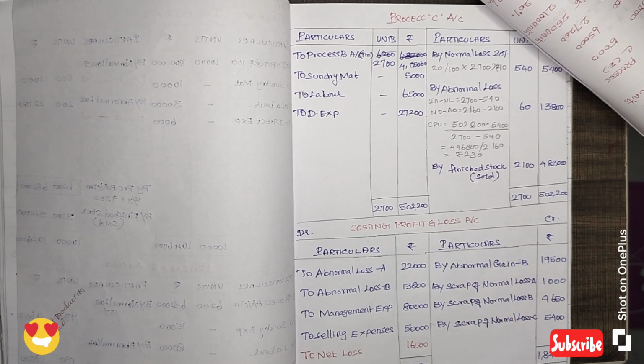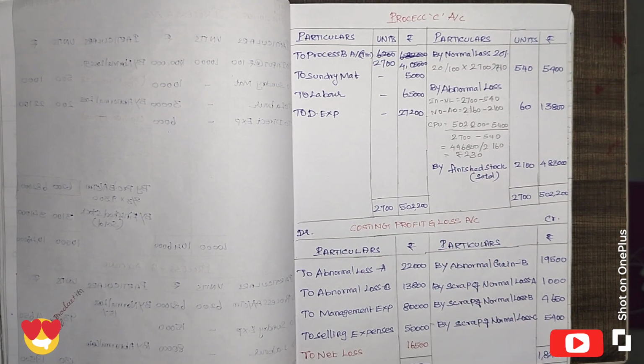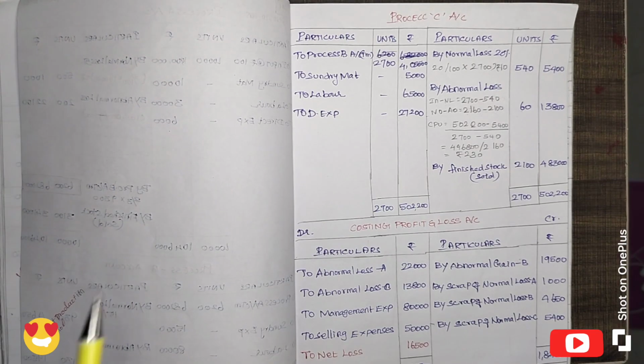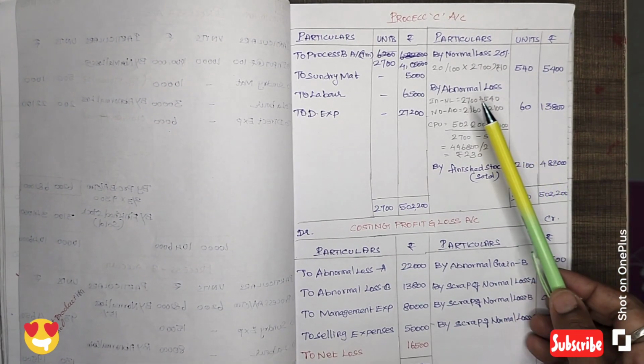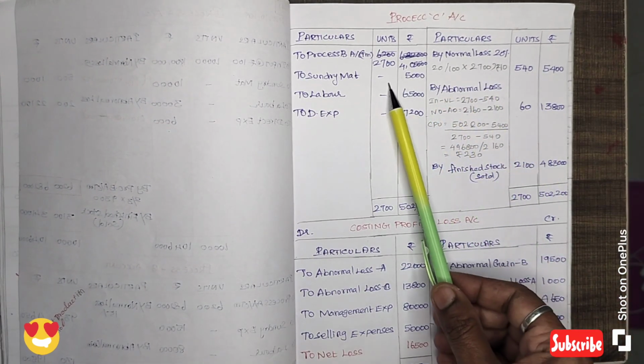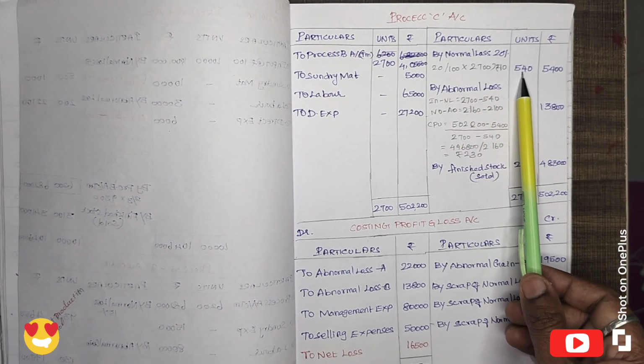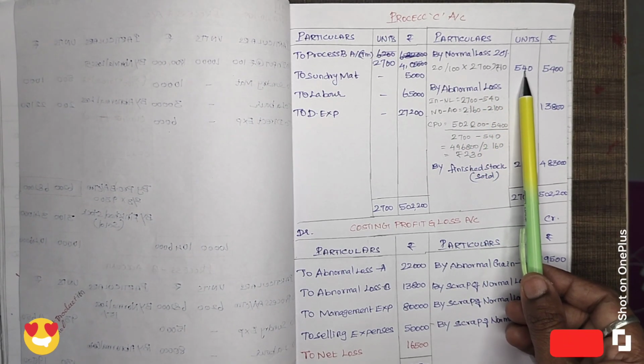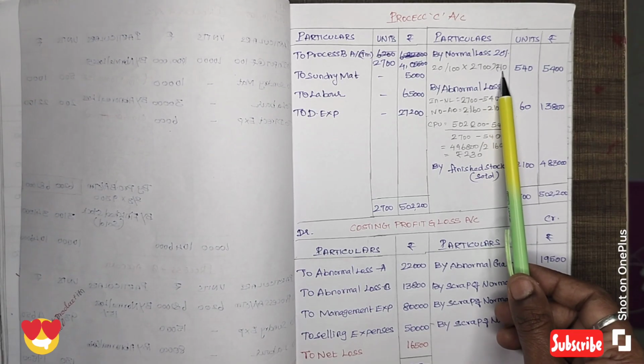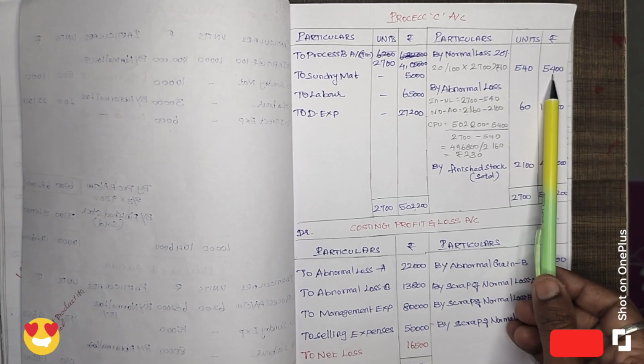5,02,200 rupees. Then we are going to find out the normal loss, 20% for process C. Calculated on the input of 2,700, you will get 540 units. What is the scrap value for 540 units? The scrap value is 10 rupees per unit, so you will get 5,400 rupees.